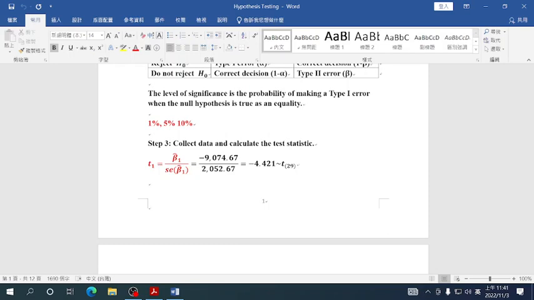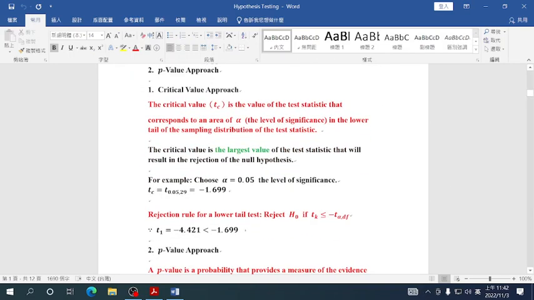So what do we mean by falls on the rejection region? Reject what? Reject the null hypothesis. Because our conclusion is either reject the null hypothesis or do not reject the null hypothesis. So here, after we compare the test statistic with the critical value, we know that it falls on the rejection region. Therefore, we reject the null hypothesis. Okay? Let's go on.